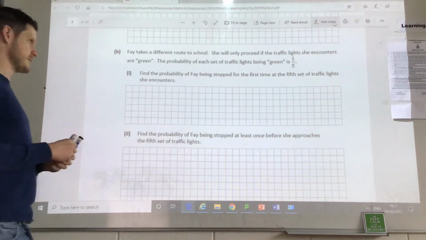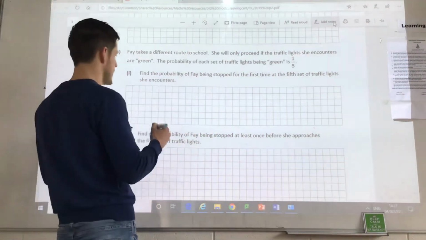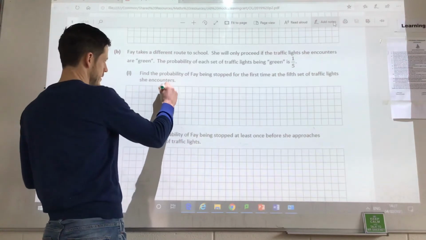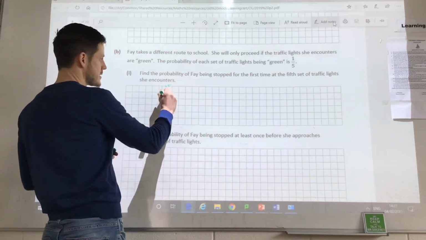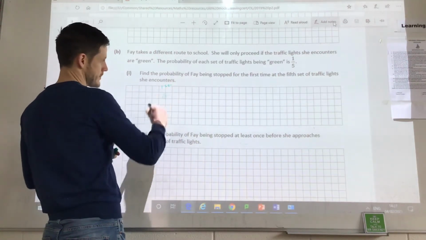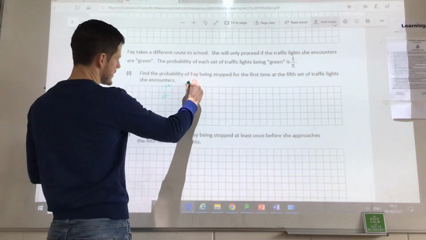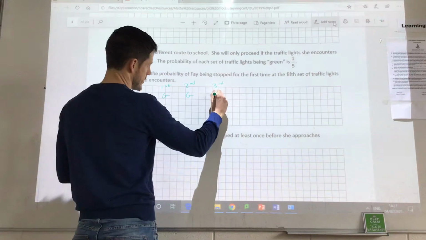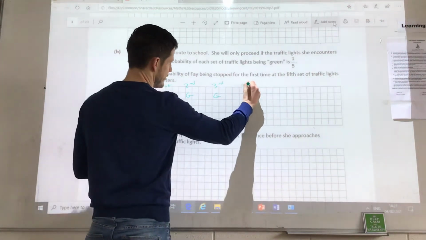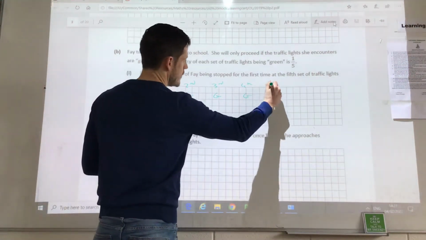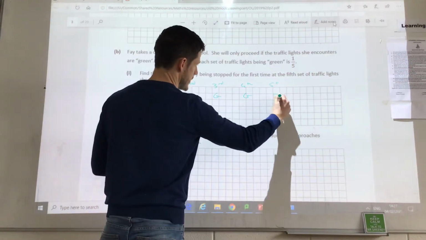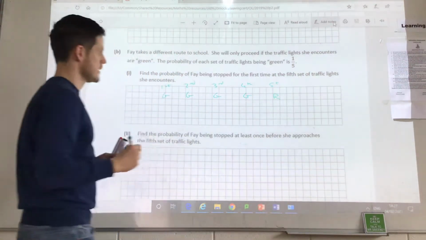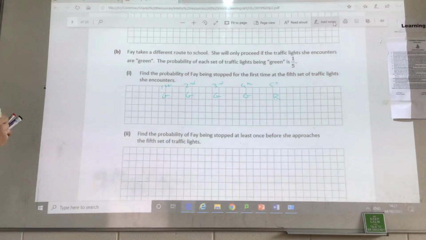Well, that situation here means that for the first set, Faye is going to be green. She goes through that. For the second, it's going to be green. For the third, it's going to be green. For the fourth, it's going to be green. But for the 5th, it's going to be red. So she gets stopped for the first time on the 5th set.